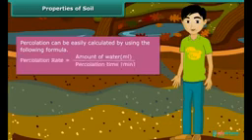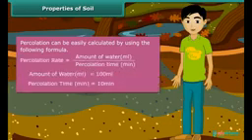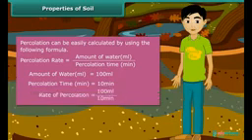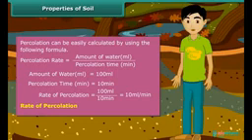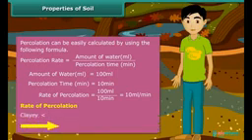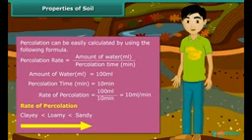Suppose that for a certain soil sample, it took 10 minutes for 100 milliliters to percolate. Then, the rate of percolation will be equal to 10 ml per minute. The rate of percolation is different for different soils. Sandy soil can absorb more water than clay and loamy soil.